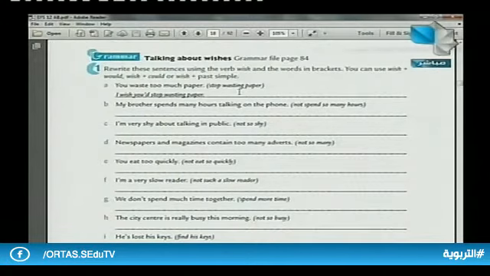You waste too much paper. Here they have to use stop wasting paper. The first one is done, as I said. I wish you'd stop wasting paper. Of course, you'd here is the short form of you would. Of course.